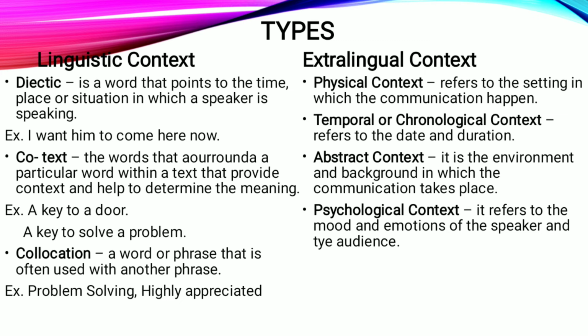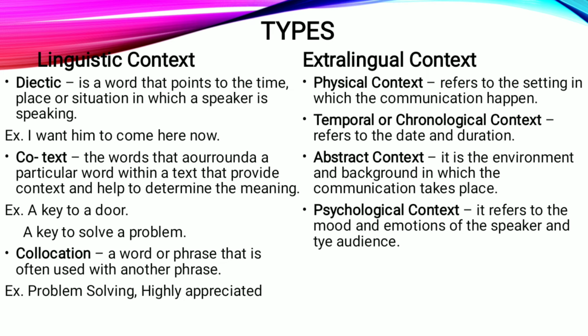So next is the context. The context is the words that surround a particular word within a text, and context also helps to determine the meaning of that particular sentence or phrase. For example, a key to a door. Another example is a key to solve a problem. So the words door and problem are the context of the word key.